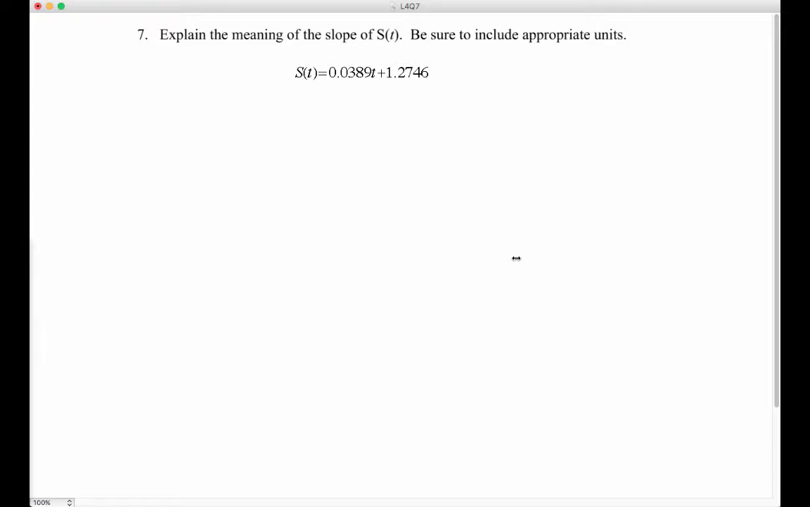So in this question they say explain the meaning of the slope of s of t. Be sure to include appropriate units. Well, in a minute here we're going to take a look at the scatter plot again of this particular data, but let's keep our head wrapped around it.